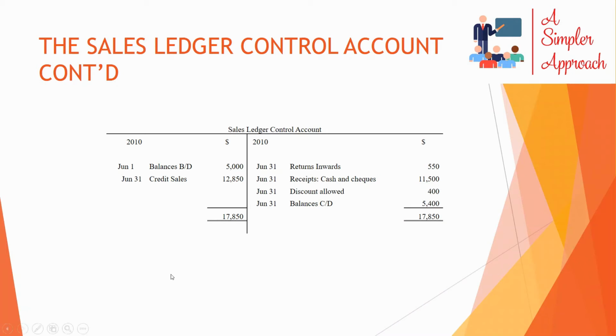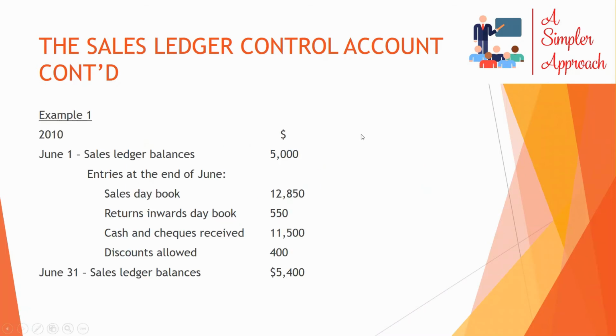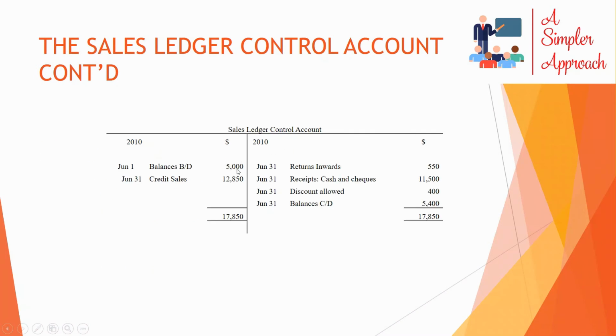How do we know this? Because these two figures, 17,850, 17,850, they are the same. The account is automatically balanced. And remember again, when this happens, it means that there are no errors in the sales ledger. So let us toggle between the two for a second and shed a little more light on what we're looking at here. So, sales ledger balances, debited 5,000.